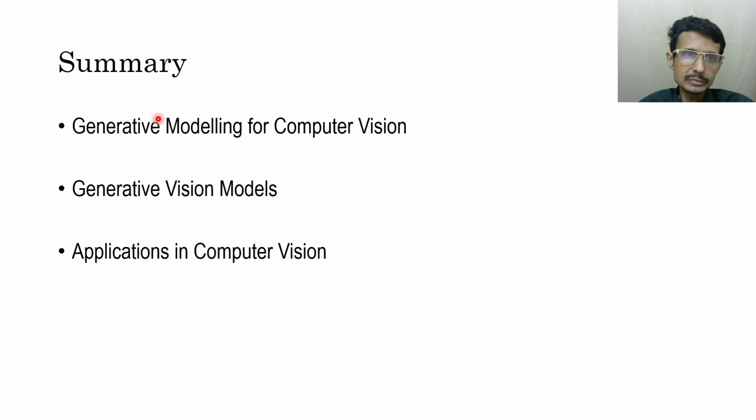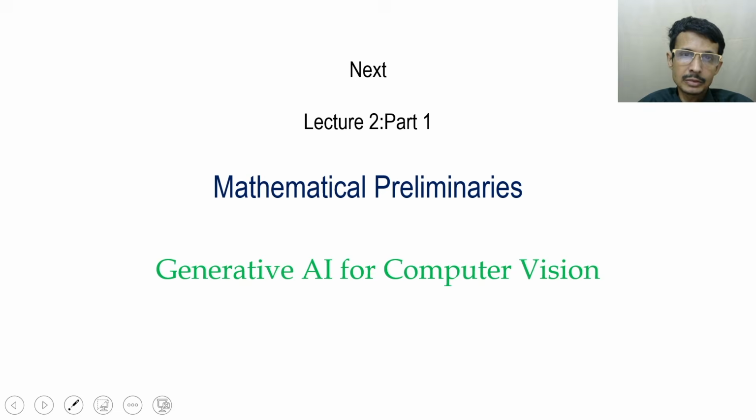So in this chapter, we basically touched upon generative modeling in computer vision, generative vision models, and applications in computer vision. In the next part, we start the mathematical foundations, which are essential to understand generative AI in computer vision.